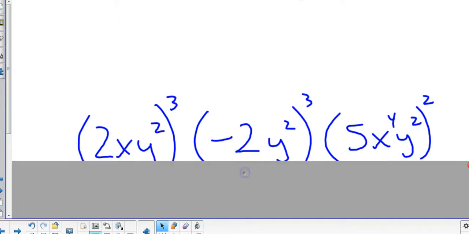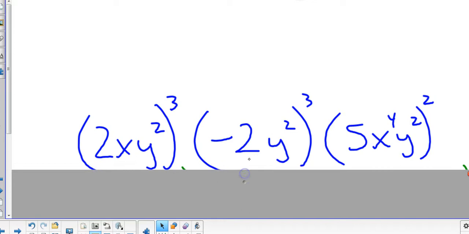Alright, I'm going to give you a chance to work on this one. This is a little kind of complicated. We've got parentheses, but we've got to take care of each of the exponents first and then multiply across. Alright, do this one and come back in a second.